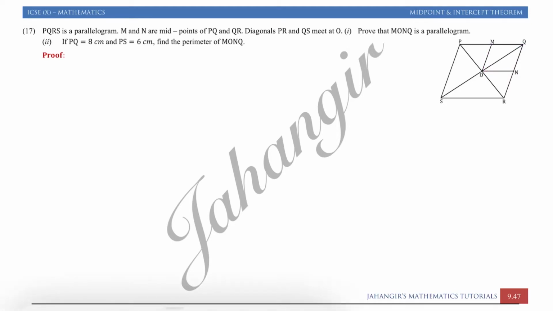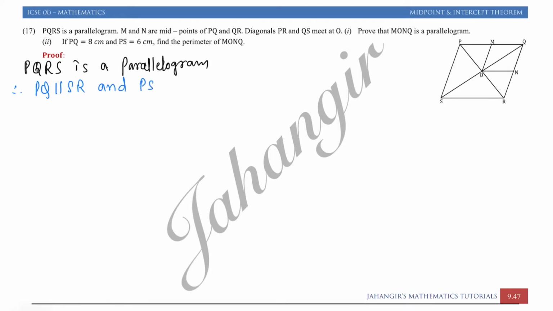So to prove it is a parallelogram, you have to prove its opposite sides to be parallel and equal. So first of all, let us consider PQRS as a parallelogram. That is already given. PQRS is a parallelogram. So we can say opposite sides PQ is parallel to SR and PS is parallel to QR. That we can easily say.